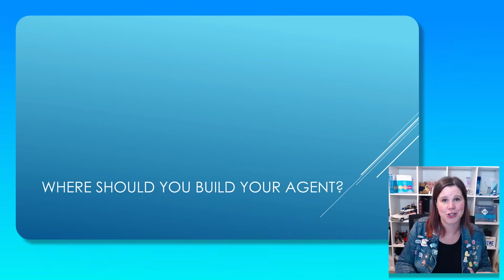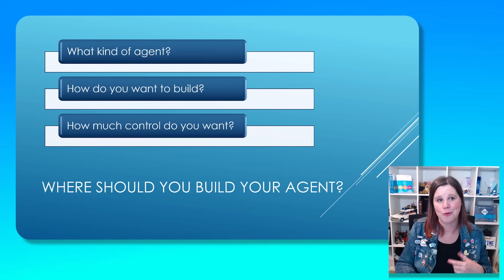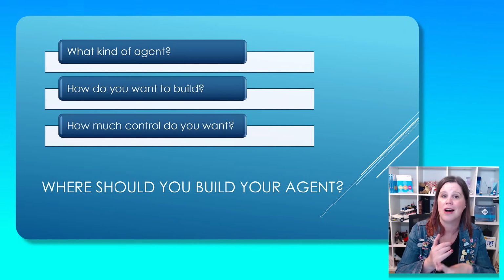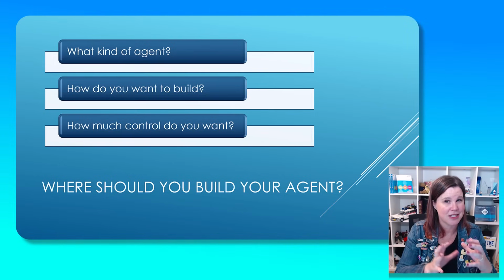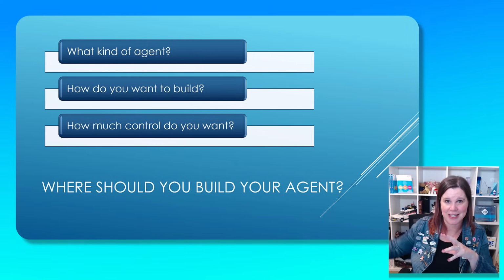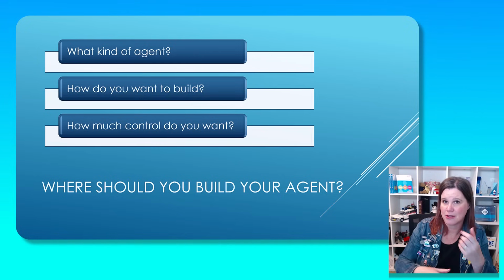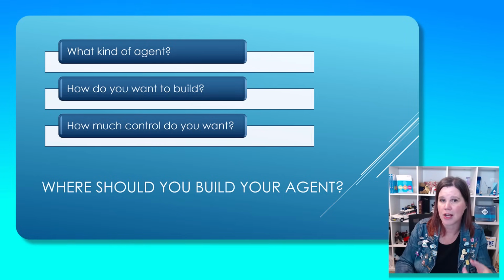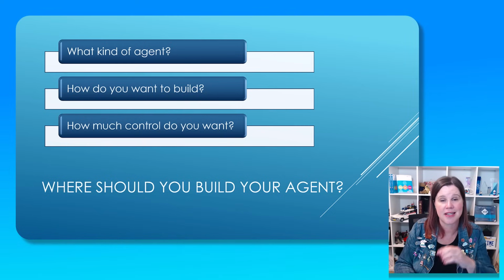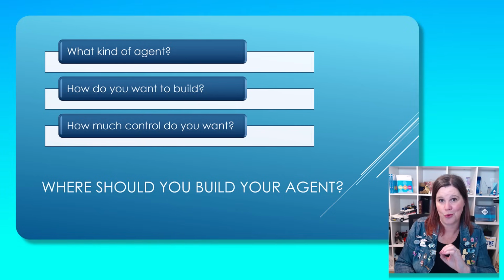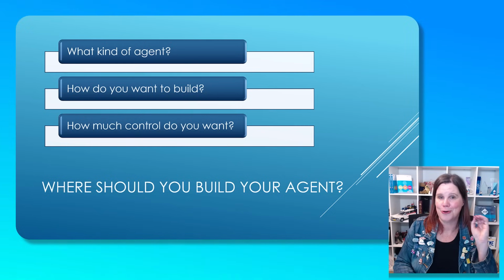So how are you going to choose from here? And please let me know if you've got any more questions in the chat. Consider what kind of agent you want to build. Is it extending Microsoft 365 Copilot, internal, authenticated? Or are you building a custom agent? How do you want to build? Low code, high code? What's right for your scenario and skill set? And how much control do you want over the thing? Whew, that's a lot, isn't it?